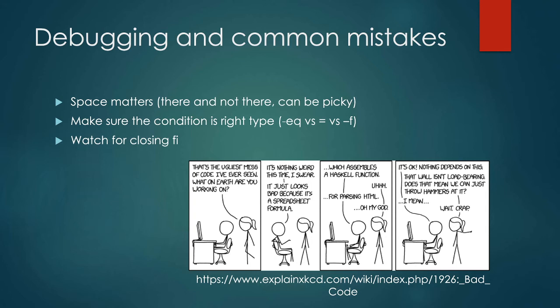You also want to make sure that you're using the right type of conditional. If you say something like if variable equals 5, and instead of using -eq you use an equal sign, it's going to give you some issues. So you want to be careful of that. And the third most common mistake that I see is the closing fi, people forgetting that.